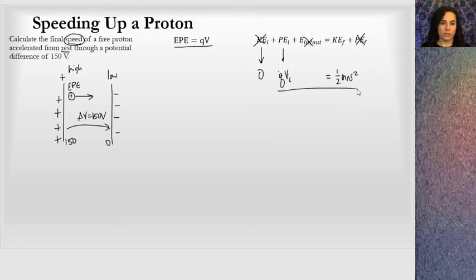So when I look at this, I just have a very simple equation to solve. I'll solve this equation for V. The speed is going to be 2Q times that initial voltage over the mass of the proton, and I'm going to have to remember to take the square root too.